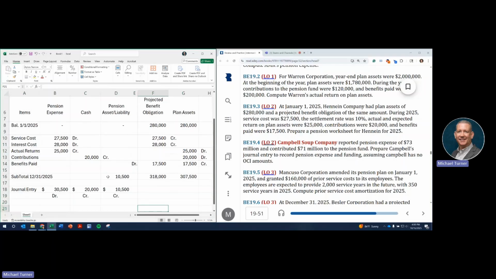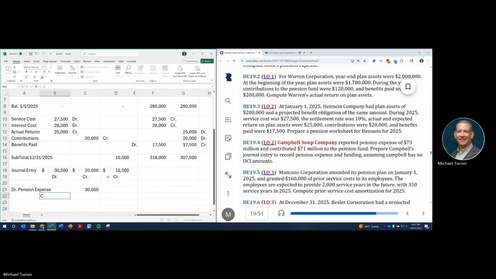Let's see, we'll take it one step further. The problem's not asking for it, but just so you can see what it looks like, the journal entry that would result for this year. So we complete the worksheet. The purpose of the worksheet is to verify that we've captured everything correctly, and it shows us the journal entry. So we'll debit pension expense for the $30,500, and then we will credit cash for $20,000 and a credit to the pension liability for the remaining $10,500.